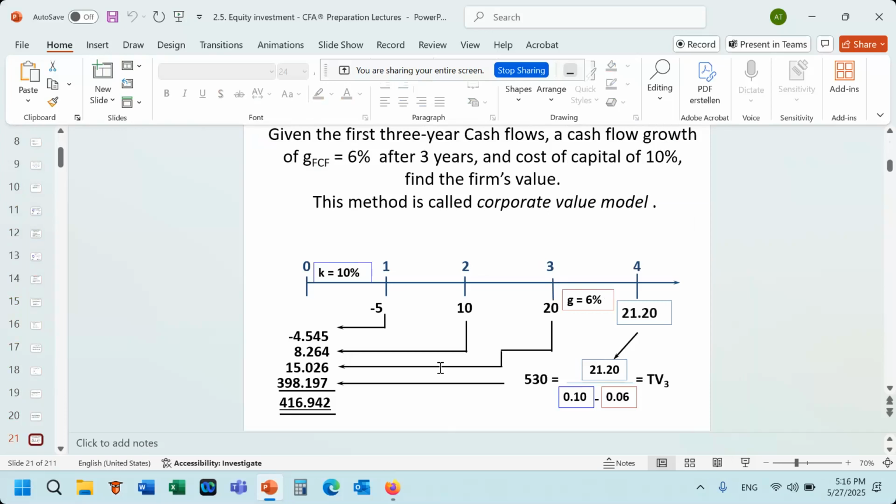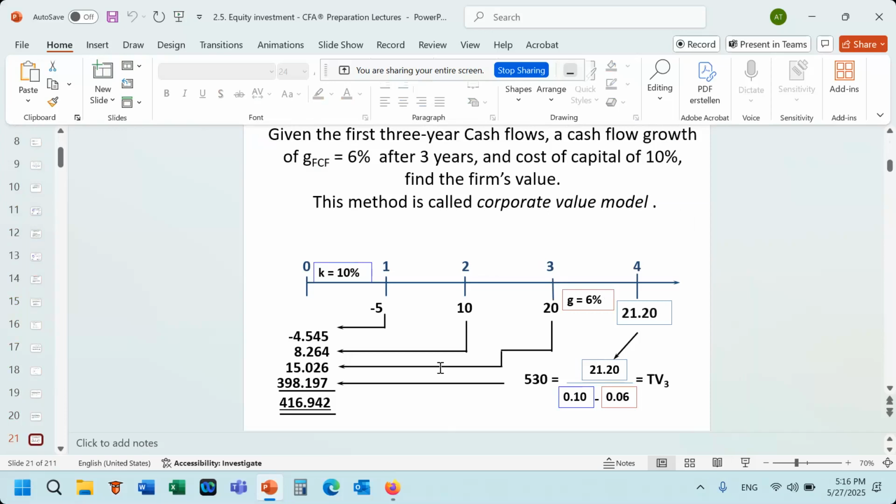And this happens at time 3, so TV3. This calculation gives us 530 million that sits at year 3. The intuition behind this is that after 3 years, this factory, this business would be worth 530 million euros based on our estimate, if it grows at the rate of 6%.